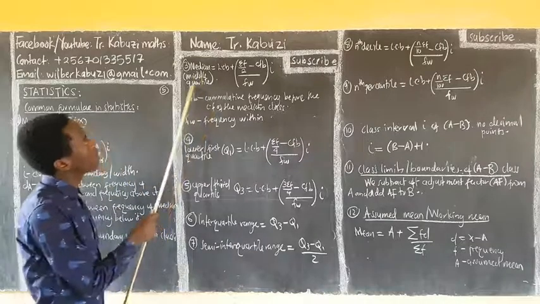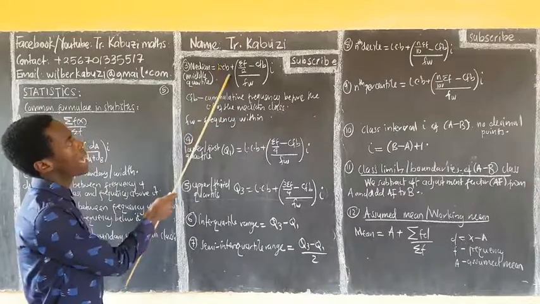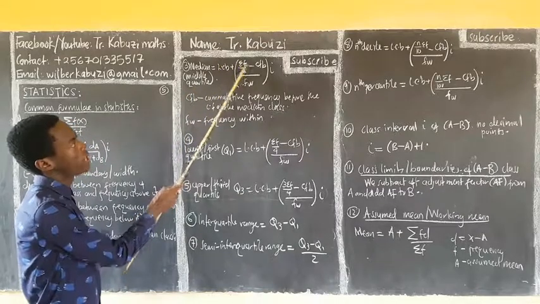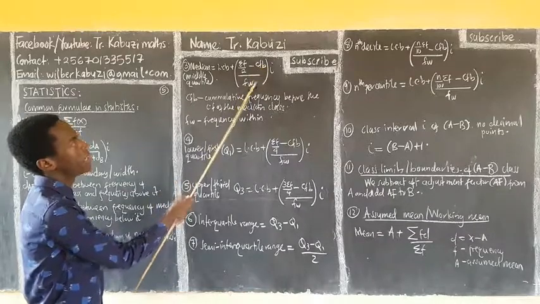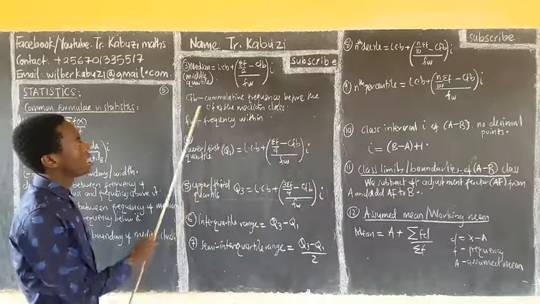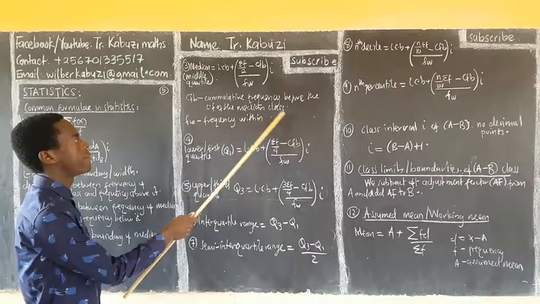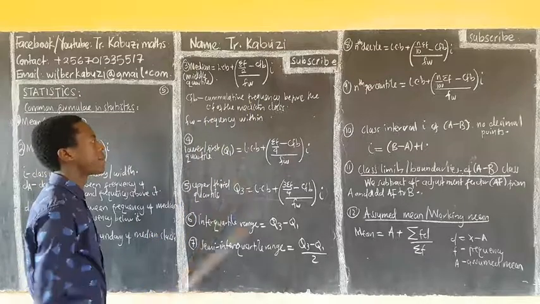Then the median, some people call it the middle quartile: the lower class boundary plus summation f over 2 minus the cumulative frequency before, over the frequency within, times I. So that's how we calculate it. Then this one is the cumulative frequency before the median class.